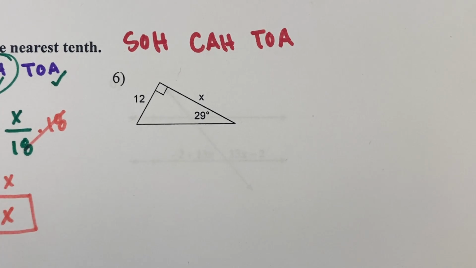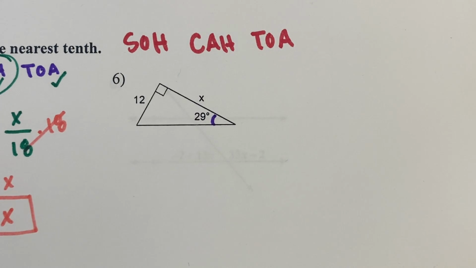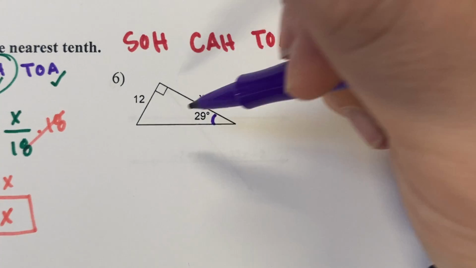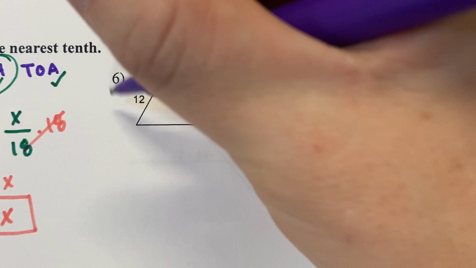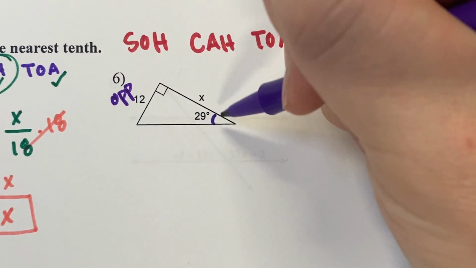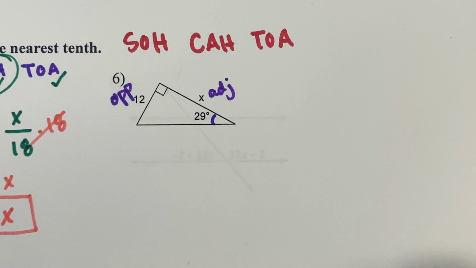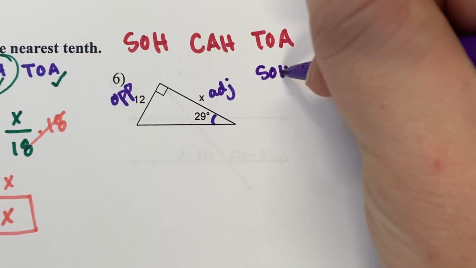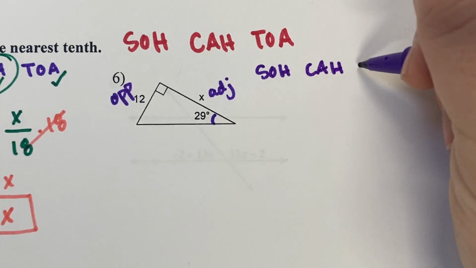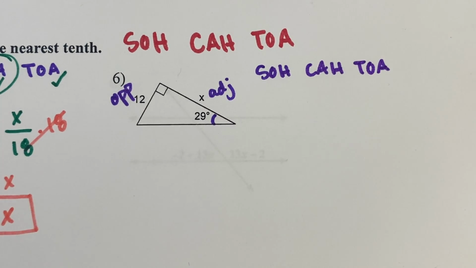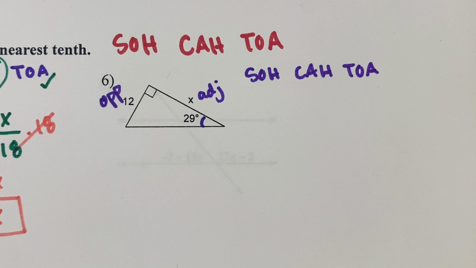Okay, so for number 6, identify the angle where we're standing. Okay, so I'm standing here at this angle at 29 degrees. Which 2 sides am I given? Okay, well, I'm given the opposite side and my adjacent side. I'm not given the hypotenuse. We don't care about the hypotenuse. Okay, so again, now we need to decide what function we're using based on the two sides we're given.